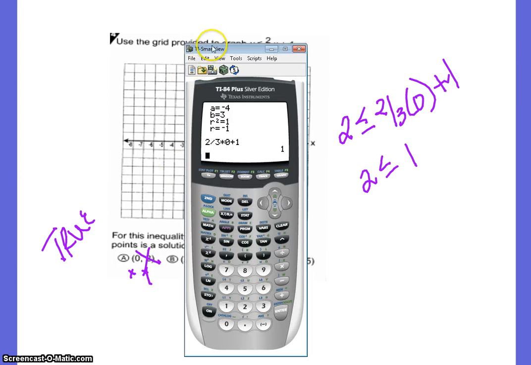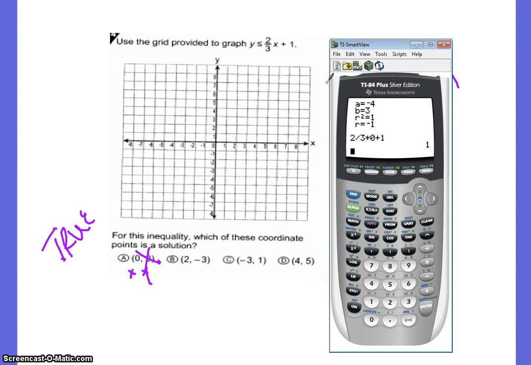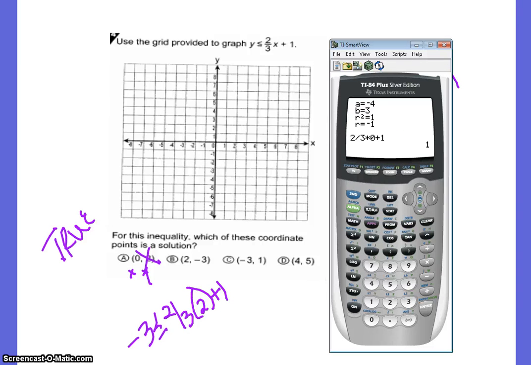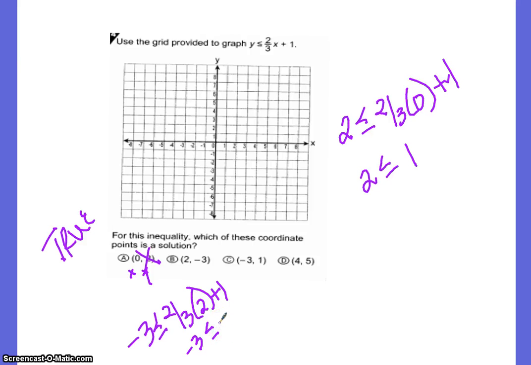So then we're going to do it again. We're going to say -3. -3 is my y is less than or equal to 2/3 times 2 plus 1. So 2/3 times 2 plus 1, and it gives me 2.33. Is -3 less than or equal to 2.33? Yes, because a negative is smaller, so that would be my answer. You would really, on the day of the test, want to go on and check the next two as well.